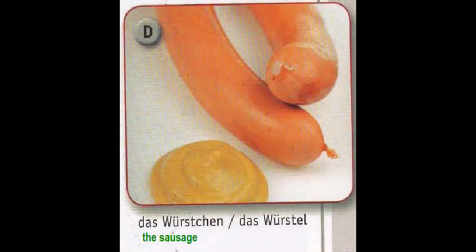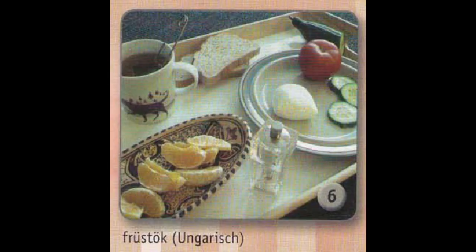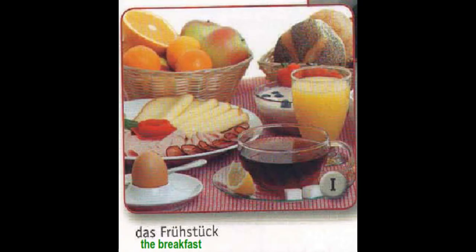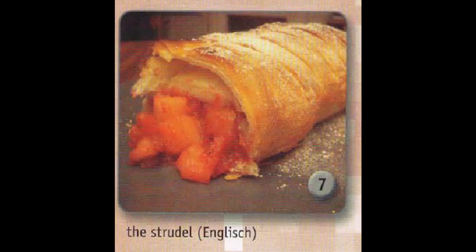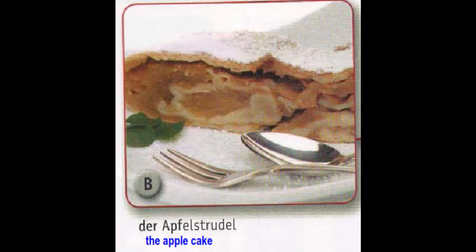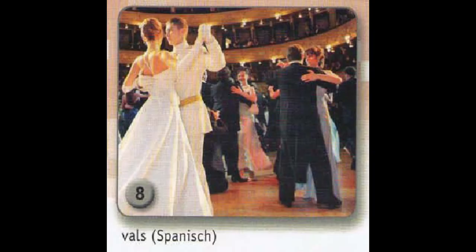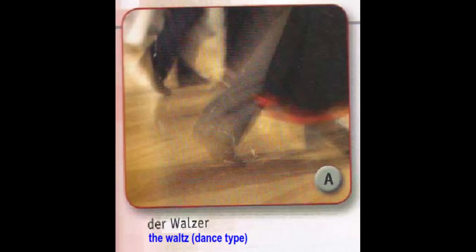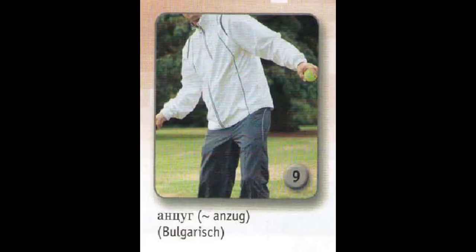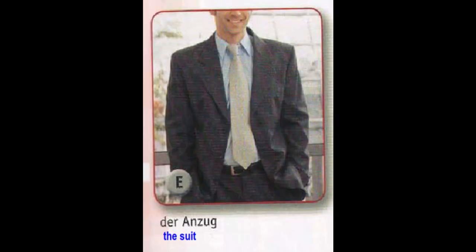Number five with D, das Würstchen, is a neuter gender. Number six with I, das Frühstück, is also neuter gender. Number seven with B, der Apfelstrudel, it's a masculine gender. I have given the blue color here. Number eight with A, der Walz, the waltz. Now you can understand the colors here. Number nine, it's E, der Anzug. So that was our exercise.